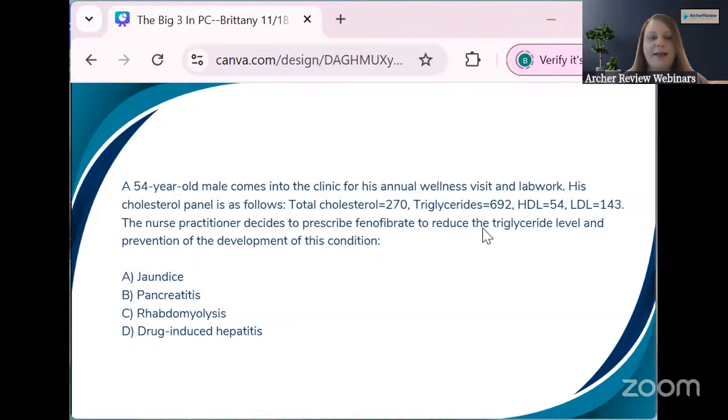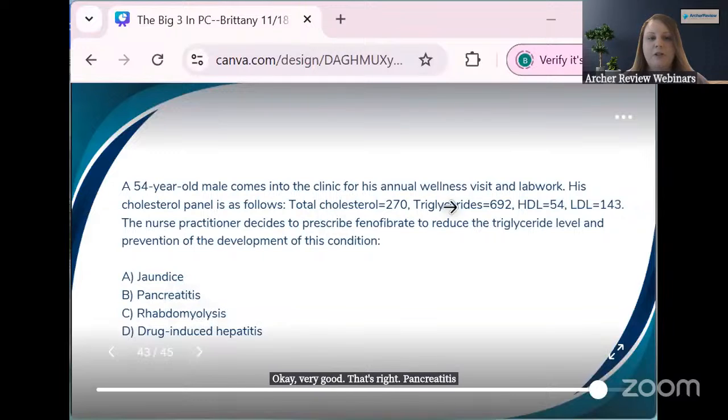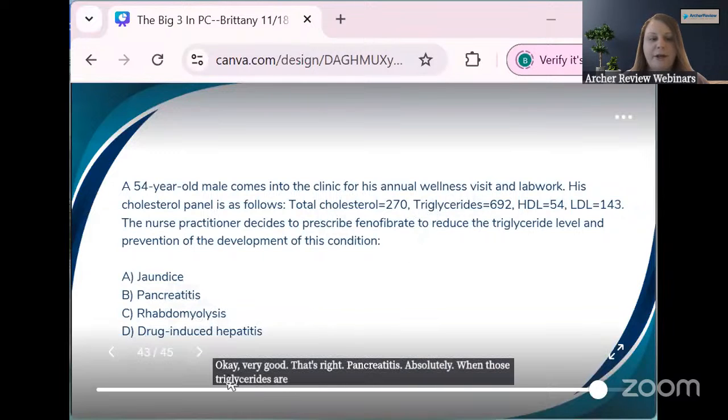Okay, very good. That's right. Pancreatitis. Absolutely. When those triglycerides are up over 500, I've already got pancreatitis kind of on my brain.